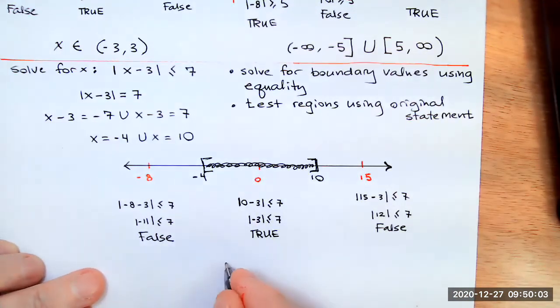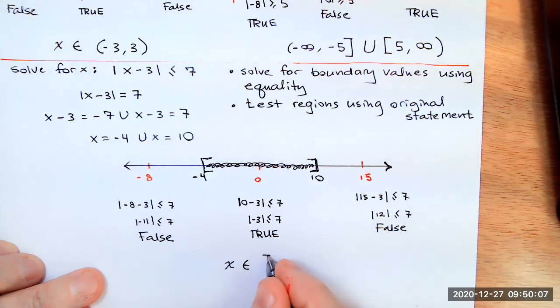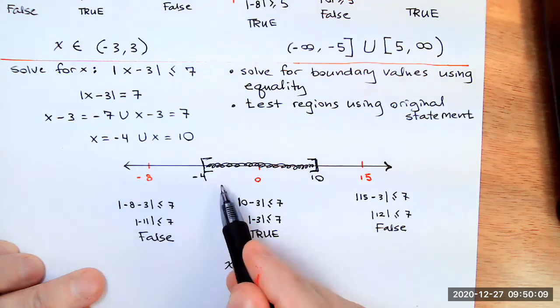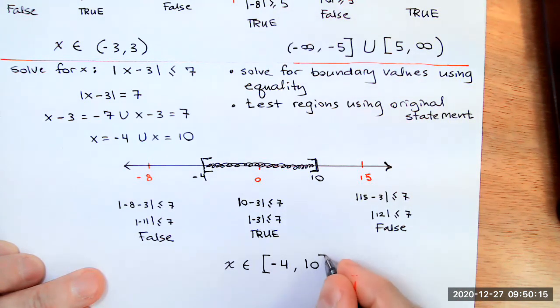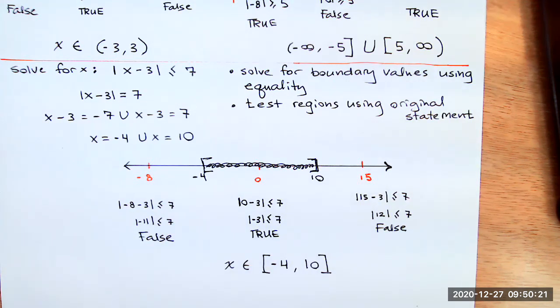We write the solution set as X is the element of the set from, and always write it from left to right. So the -4 goes first, and then the 10, and square bracket. And that's it.